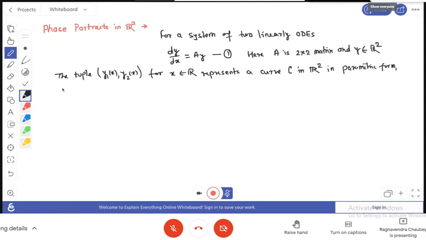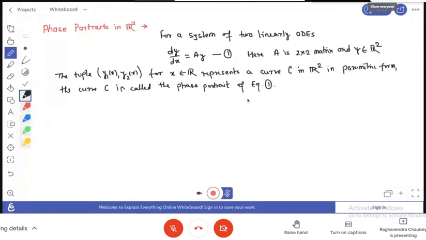So that curve is C, and this curve is called the phase plane analysis. We can say that this is basically the phase portrait, and this procedure is known as phase plane analysis. Okay, so this is for equation 1.